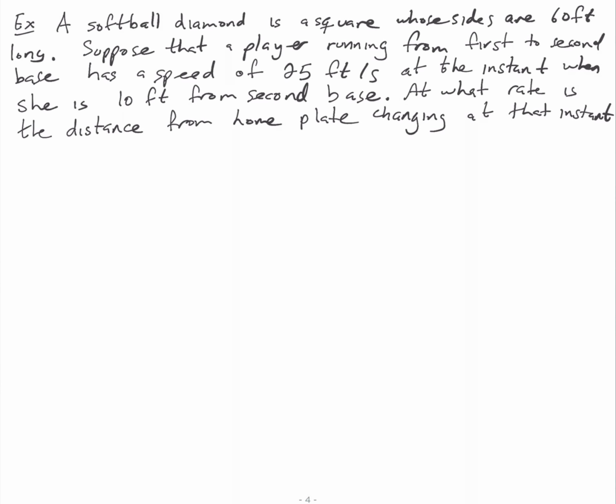All right, so we have a softball diamond. It's a square whose sides are 60 feet long. Suppose that a player running from first to second base has a speed of 25 feet per second at the instant when she is 10 feet from second base. At what rate is the distance from home plate changing at that instant? What do you guys think? Draw a picture. That's right. I thought you guys were going to say 25. But okay, so draw a picture.